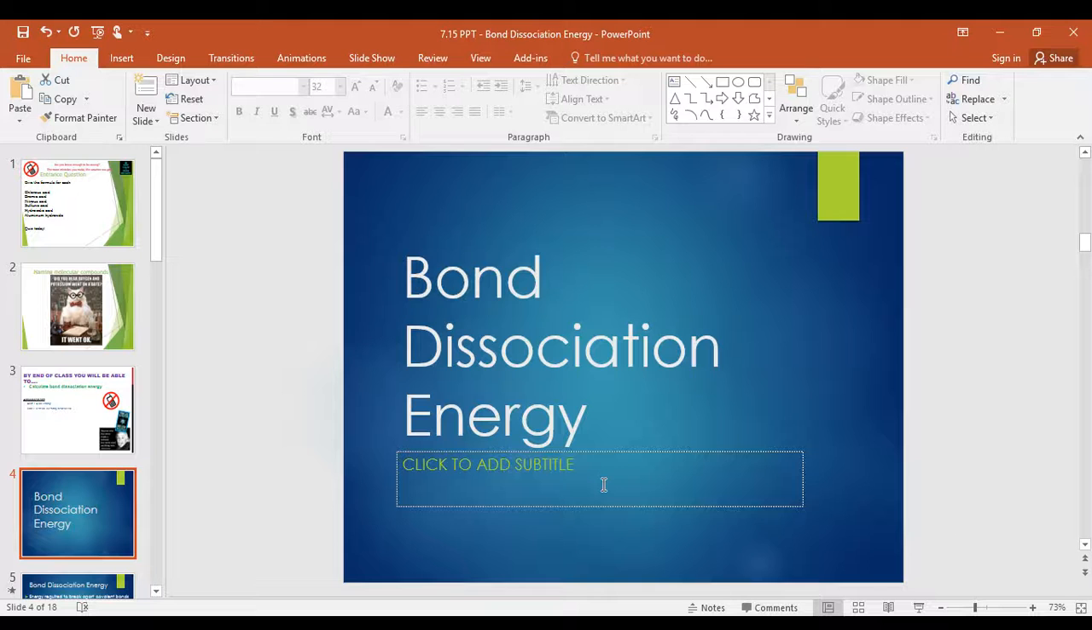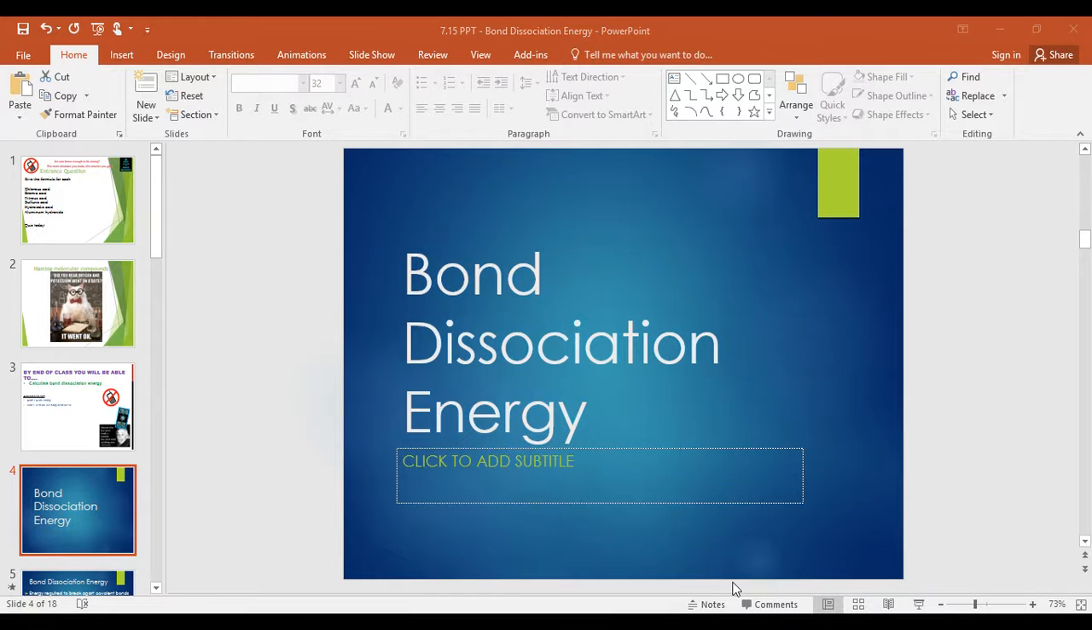Hi guys, this is for lesson 7.15 and also 7.16. There isn't really a second PowerPoint for that. It's all in under 7.15. This is bond dissociation energy, and I'm going to also include it for molecules. I'm sorry, for a reaction.